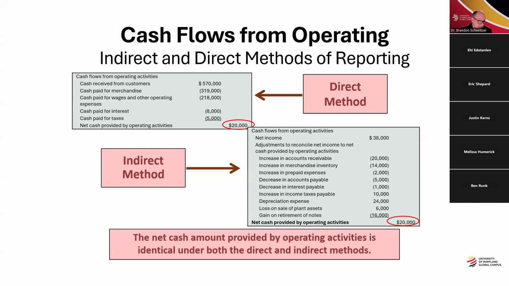But when we see the indirect method, this reports net income and then adjusts it for the items that do not affect cash. This does not report the individual items of cash inflows and outflows from the operating activities. The net cash amount provided by operating activities is identical under both the direct and indirect methods. It is always going to be equal. The difference is with the computation and presentation of the amount.